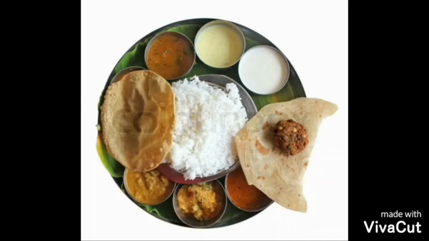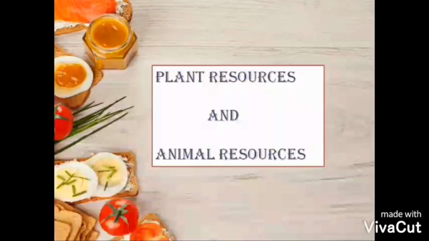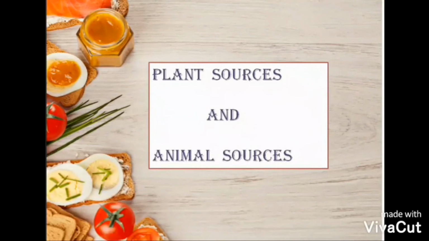So we can conclude that mainly there are two types of resources of food, animal as a resource and plants as a resource. Some people eat fish also. So the fish comes from the sea. But mainly the two types are animals and plants. Fish is also an animal, so it comes under the category of animals.